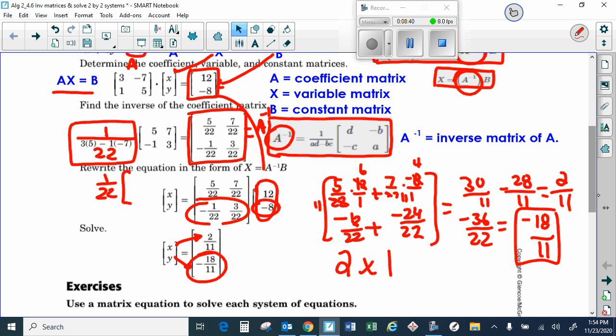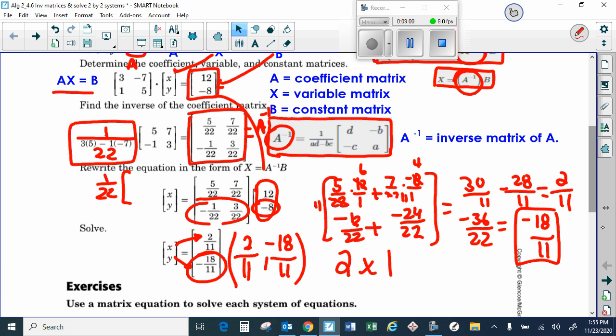So the point of intersection is 2/11, comma, negative 18/11. That's my point of intersection. Remember, when you're solving systems of equations, you're trying to find the point of intersection. And there you go.